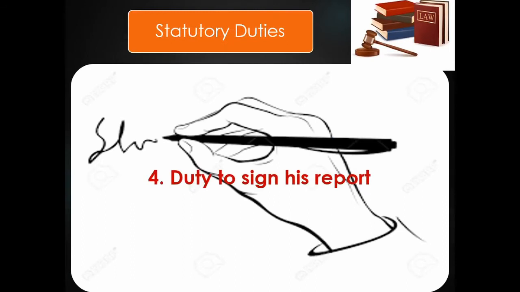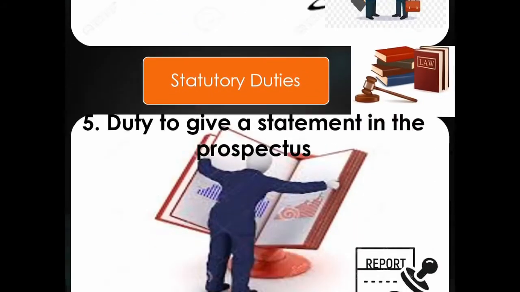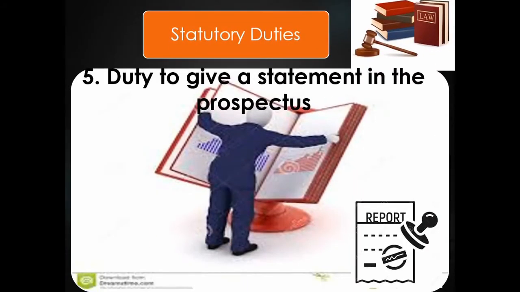It is the duty of the auditor to prepare a report on the financial statements of a company, and it is the duty of the auditor to sign such a report, which is going to be presented in the AGM. Again, in the case of a partnership firm, any of the partners can sign the auditor's report. The next one, duty to give a statement in the prospectus.